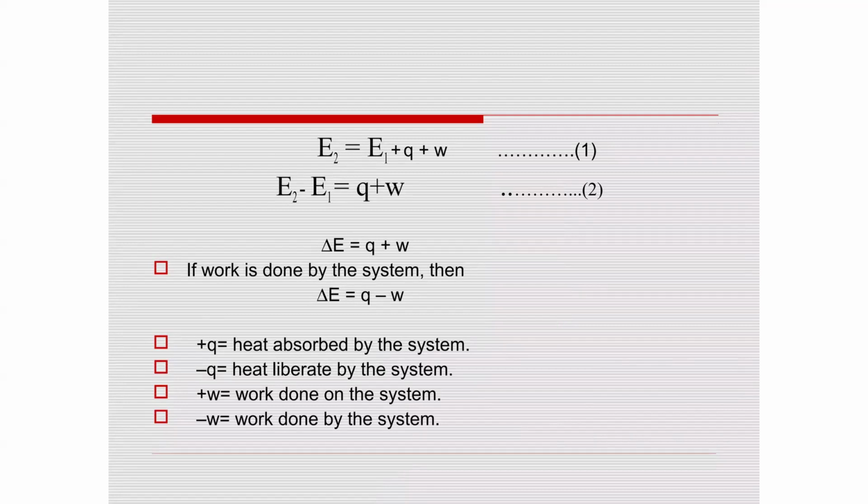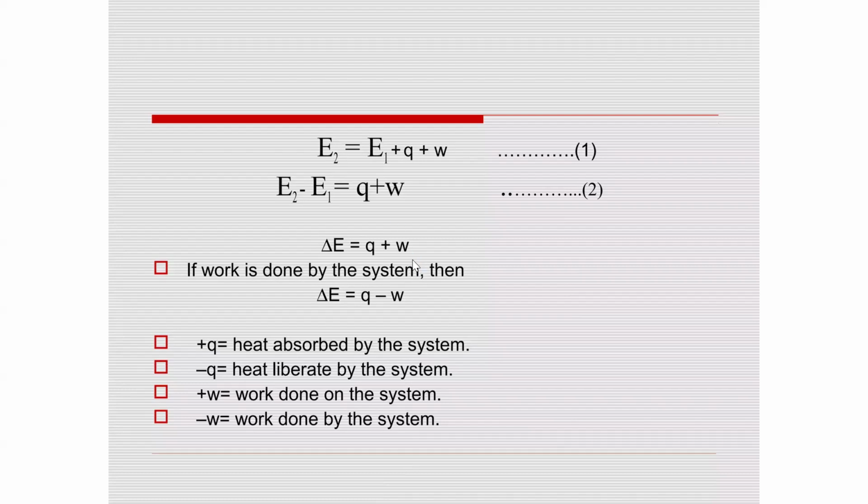If work is done by the system, if it is the system that does the work, then the change in internal energy is equal to Q minus W, because the work is done by the system. But if the work is done by the surroundings, or if the work is done on the system, not by the system, then W is usually positive.